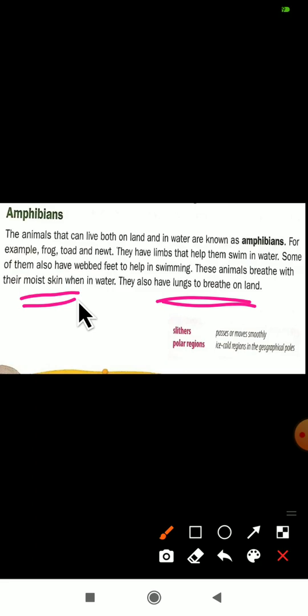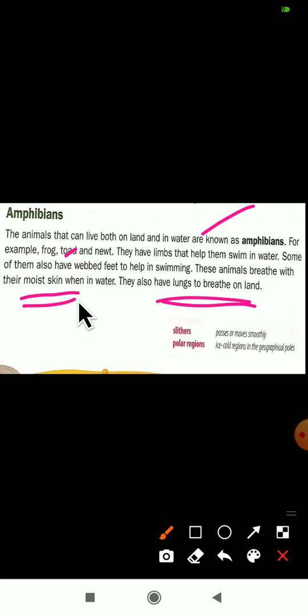When they are in water, then with the help of their moist skin, they will breathe here. Okay, this is all about the amphibians. Here you have to remember what are amphibians and their examples, and what is the breathing system in amphibians. Yes, the amphibians will breathe with their moist skin when they live in water, and when they are on land, with the help of the lungs they will breathe here.